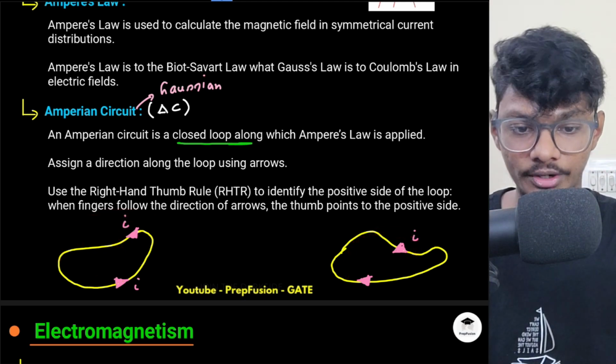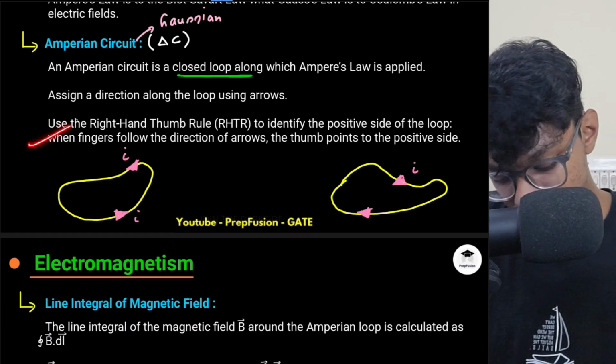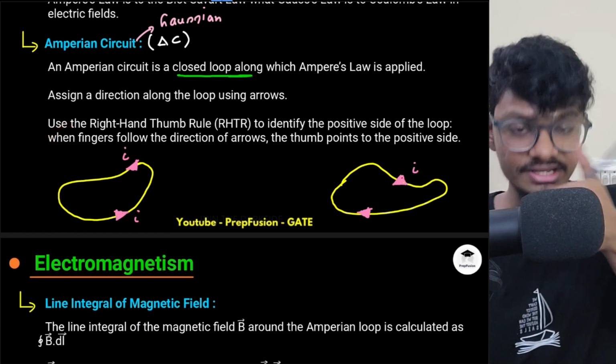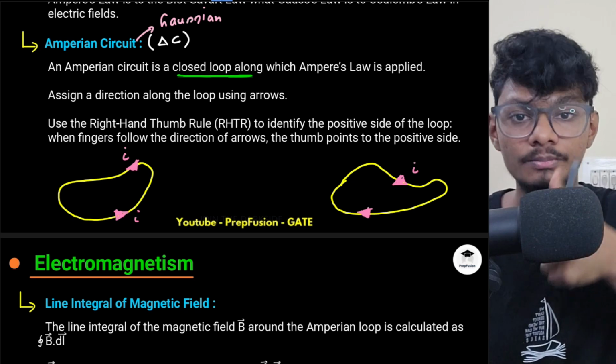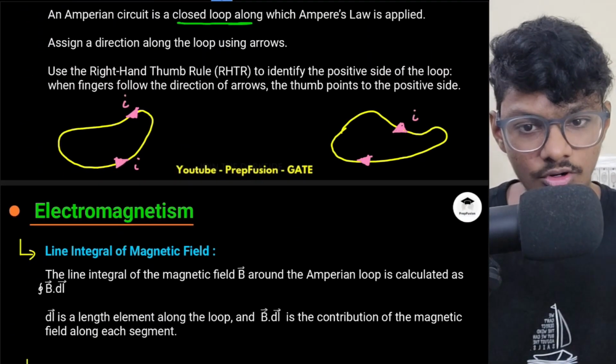Okay, I hope we get the point. Which one is positive? That is the important point that I want to tell. Just with the help of the right hand rule, curl your fingers along the loop and your thumb will tell the positive direction of the particular closed loop. So what is the statement of Ampere's law?